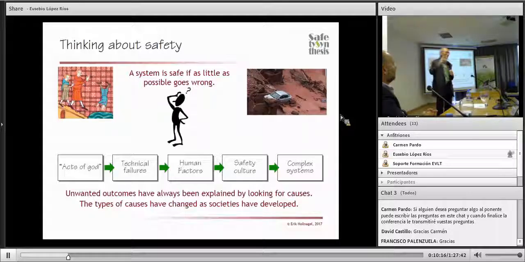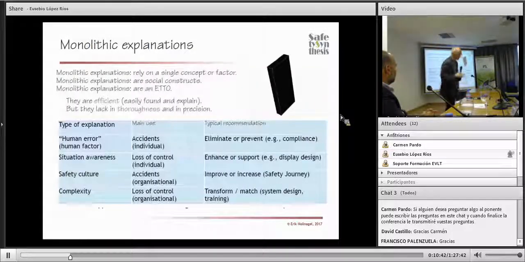And now we are in a situation where people begin to realize that it's not enough to talk about safety culture. So we say, it's a complex system, but nobody has the answer to what is the cause in the complex system. But we know it's something different.